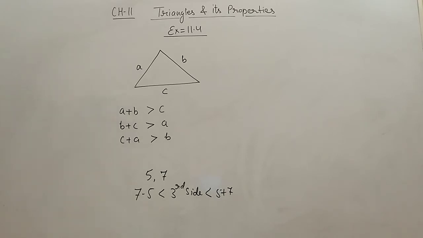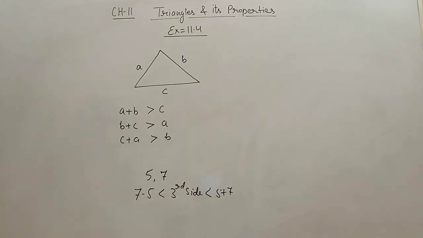If you observe carefully, in a triangle the sum of two sides is always greater than the third side. A, B, C, if these are the three sides of a triangle, then A plus B will be greater than C, B plus C will be greater than A, C plus A will be greater than B.